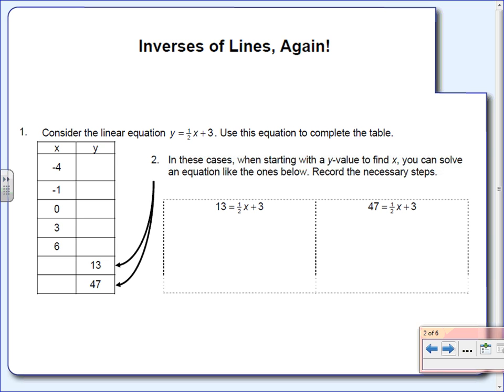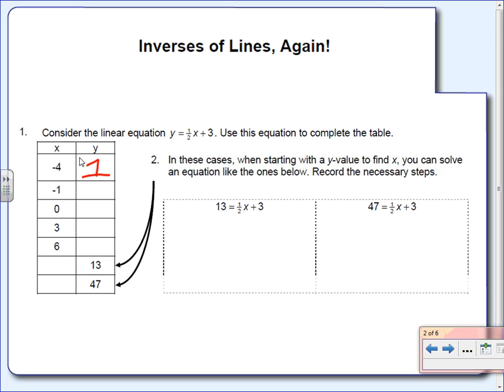What I want to know is, what is the y value for this equation when the x value is -4? Well, think about it, guys. Here's what we're doing. First thing we're doing is taking half of this -4 here. What is half of -4? -2. Let's take that -2 and add 3. So what's -2 plus 3? 1. So that's the y value. It's a 1.